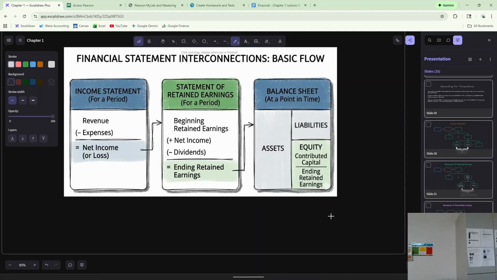Your income statement, revenues minus expenses, gives you the net income. The net income feeds into the statement of retained earnings because you have the beginning balance plus this minus your dividends gives you this. This ending retained earnings balance is going to flow into the balance sheet. So they're all building on each other. Okay, is that clear? Okay, so now let's see this in a real company.